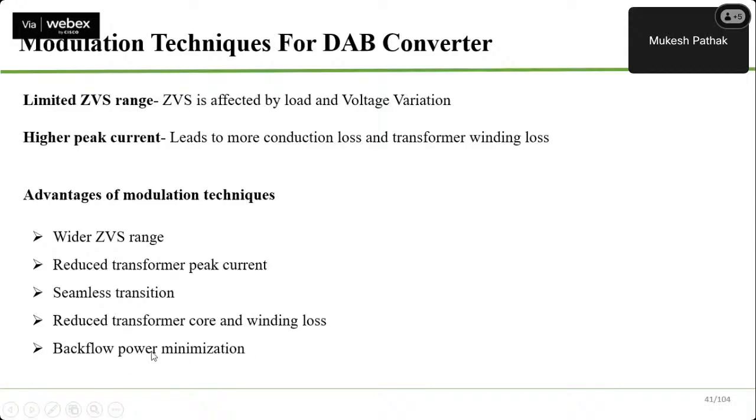This DAB converter based transformer has a problem of backflow power, which will require higher forward power. This backward power flow is not contributing towards the power transfer.